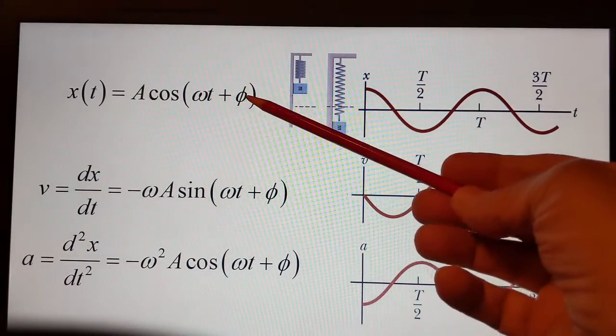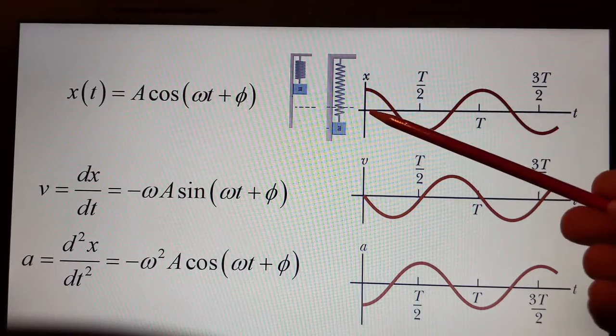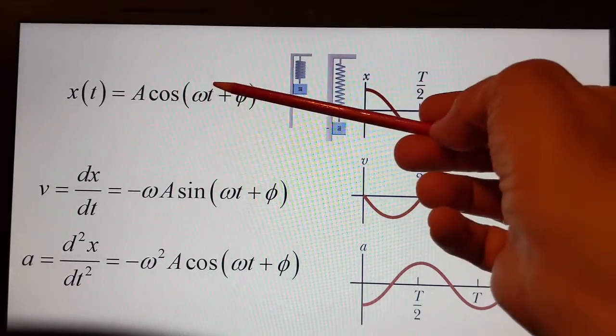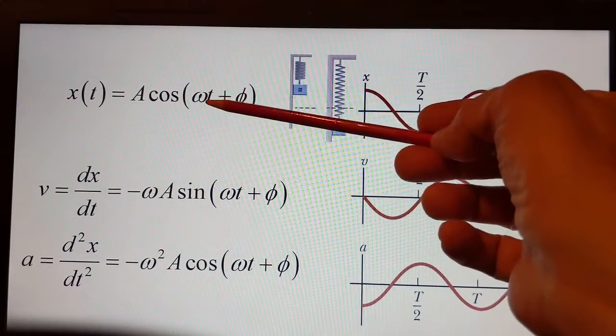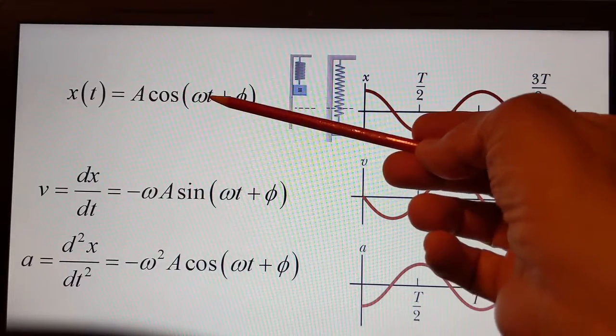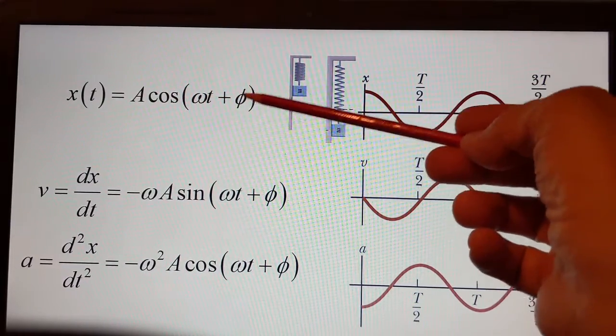And here the phi is 0 because for t equal to 0, x is x max. So this is 2 pi when t is 0, or 0 or 2 pi. So when t is 0, this whole thing is 0, which means phi is 0.